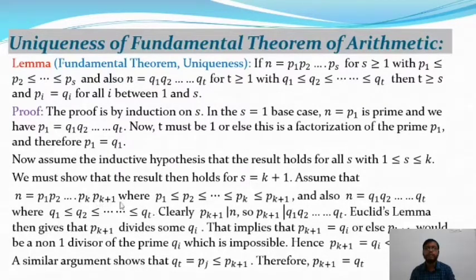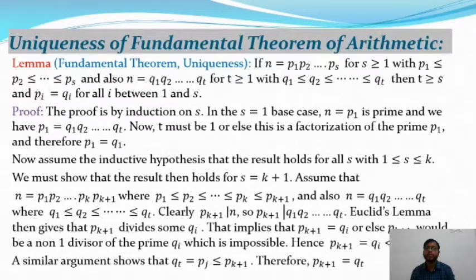So clearly pk+1 divides n. These are the prime numbers, and each is a factor of n, so any of these numbers divides n. So here pk+1 divides n. So pk+1 divides q1 q2 ... qt, where n = q1 q2 ... qt. Now from the implied lemma, it gives that pk+1 divides some qi, and that means pk+1 equals qi, or else pk+1 would be a non-one divisor of the prime qi, which is impossible. Okay, so that means pk+1 equals qi, and it is less than or equal to qt, you know that.